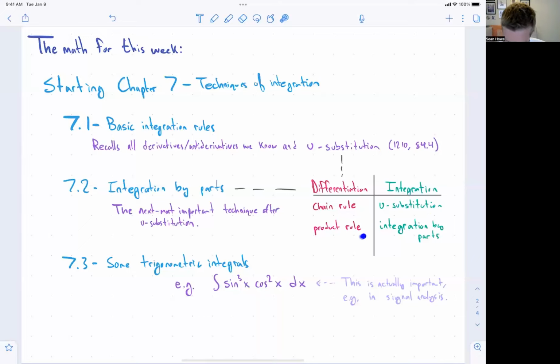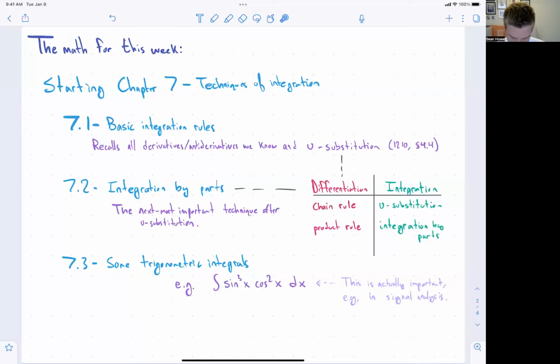And the product rule for differentiation is what gives rise to the method of integration by parts in integration. So these techniques, u substitution and integration by parts, on the integration side are really coming from these classical differentiation rules that you know well from 1210, the chain rule and the product rule. Good, so that's section 7.2.